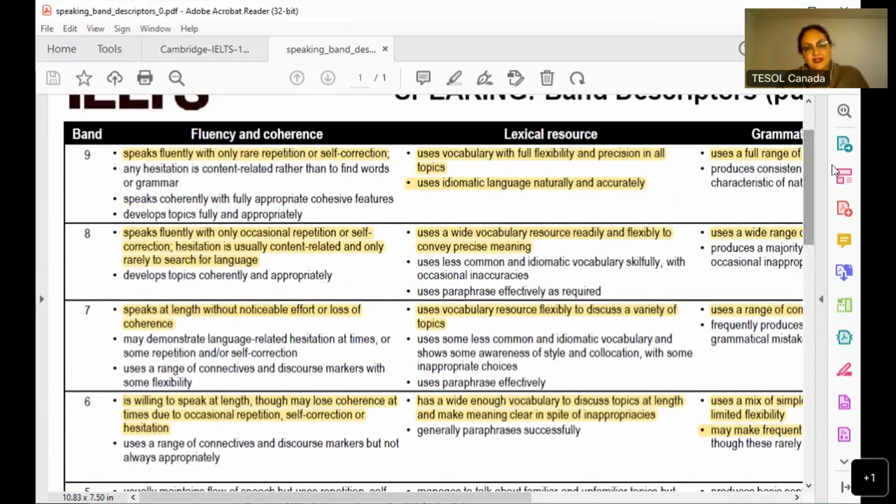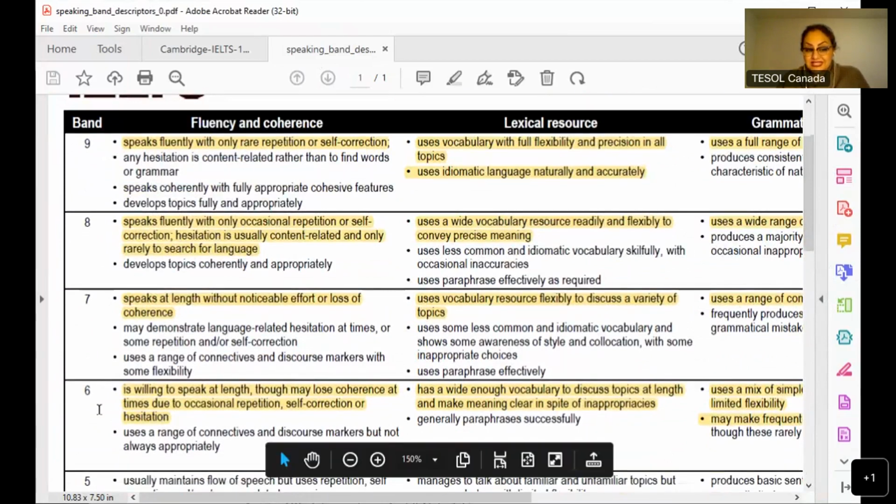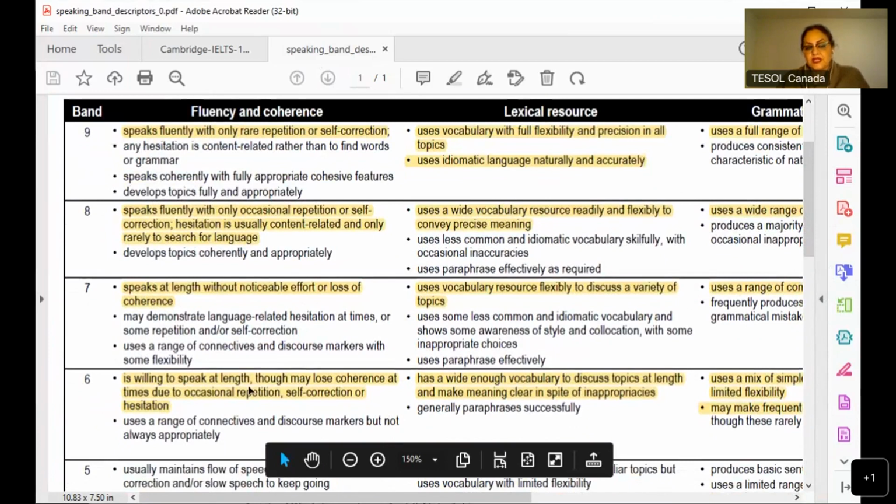They just go and sit there. The band score is 1. So for fluency and coherence, for band 9, it speaks fluently with only rare repetition or self-correction. For band 8, it speaks fluently with only occasional repetition. For band 7, it speaks at length without noticeable effort or loss of coherence. But in band 6, is willing to speak at length, though may lose coherence. See, so there are differences.